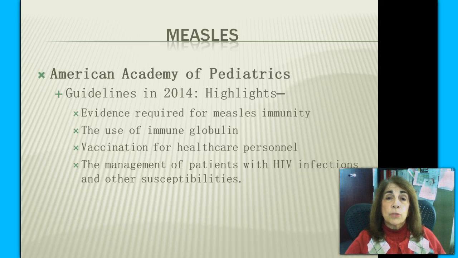In 2014, the American Academy of Pediatrics updated their guidelines in light of all the number of cases of measles. And I've included some of the highlights here in the changes that they have suggested. That there be evidence required for measles immunity. There's guidelines for the use of immune globulin, vaccination for healthcare personnel, and the management of patients with HIV infections and other susceptibilities.